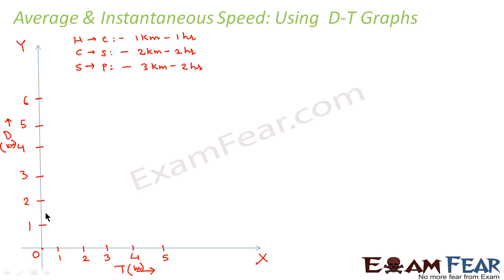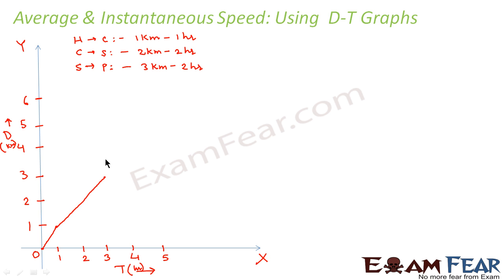Now, using this data, we will plot the graph. The first thing, he starts from his home, which is the initial position. He travels 1 kilometer in 1 hour, so he travels somewhat like this, and he reaches the church. From church, he travels 2 kilometers, 1, 2, which is 2 more kilometers in 2 more hours. That means somewhere here. So it's something like this.